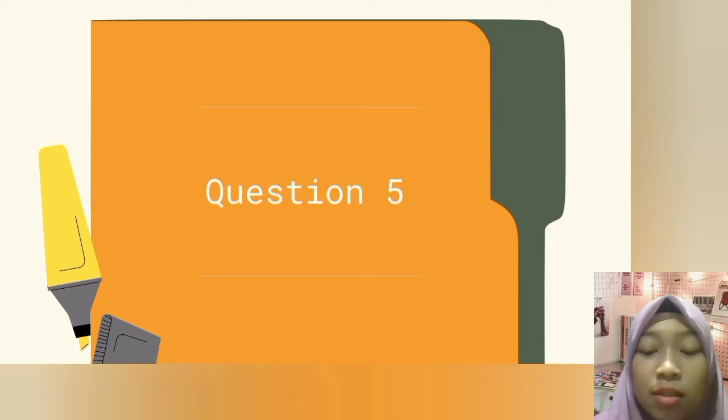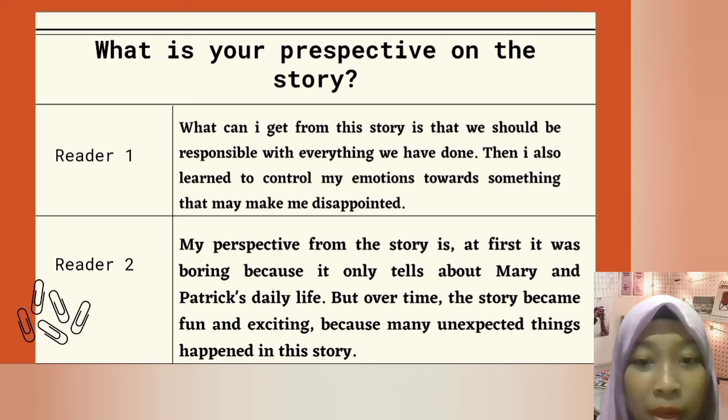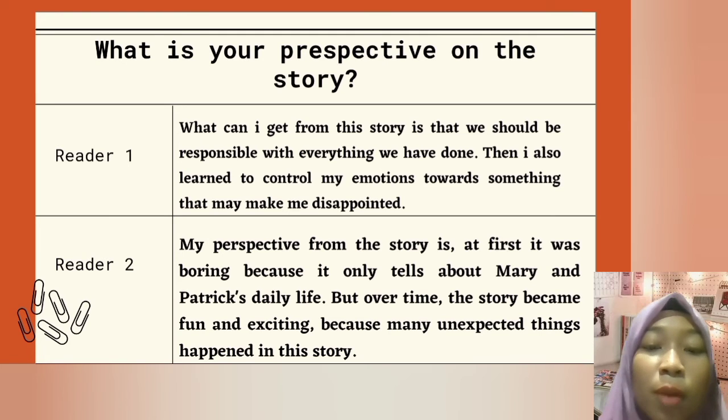And the next question is, what is your perspective on this story? So actually, the first answer is still related to the previous moral value. So Matthew, as the first reader, answered that what he gets from this story is that we should be responsible for everything we have done. Then he also learned to control his emotions towards something that may make him disappointed. And the second reader answered that her perspective on the story is, at first it was boring because it only tells about Mary and Patrick's daily life, but over time the story became fun and exciting because many unexpected things happen in the story.